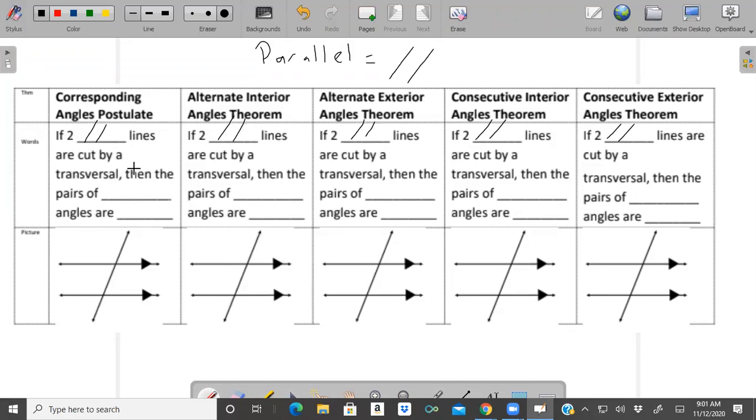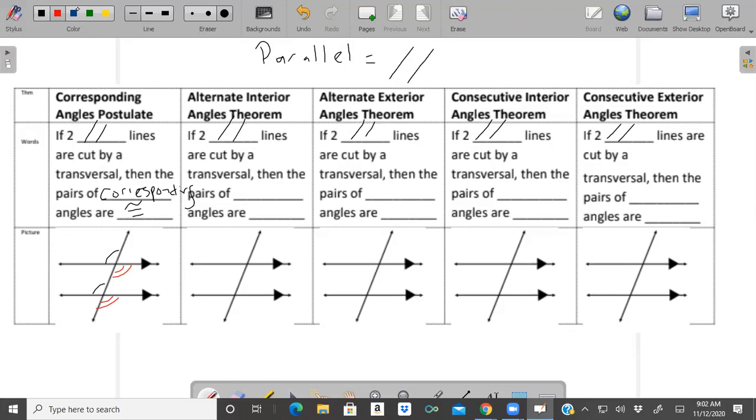Okay. So the corresponding angle postulate says if two parallel lines are cut by a transversal, then the pairs of corresponding angles are congruent to each other. Now, if you don't remember what congruent means, that means that they're the same. So remember, corresponding means angles in the same spot. So that means like this angle right here and this angle right here are congruent to each other. And it means like this angle right here and this angle right here are congruent to each other. So those angles are the same.